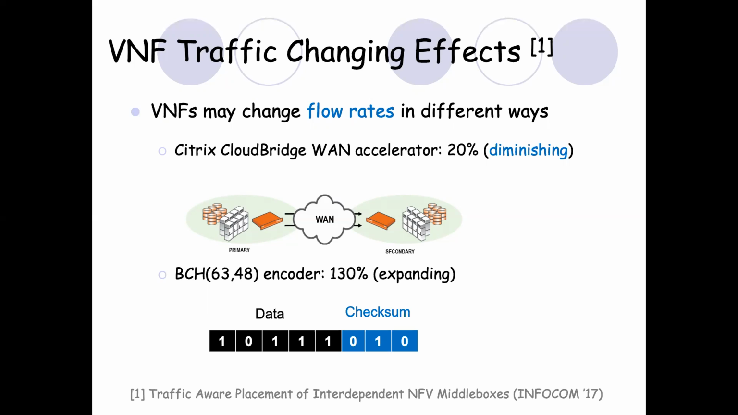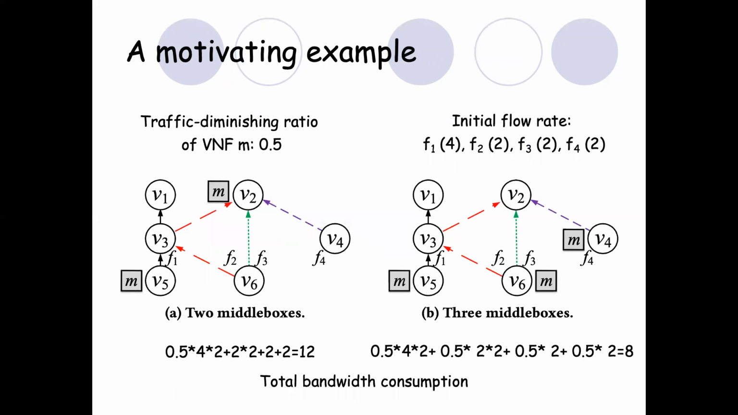In this paper, we only focus on the traffic diminishing effect and leave the expanding effect as our future work. So here is a motivating example for our paper. The cylindrical nodes are the switches, and the cubical nodes are the middleboxes. The middleboxes are assigned to servers. They are not shown in the figures for simplicity. And these servers are connected to the switches in the network.